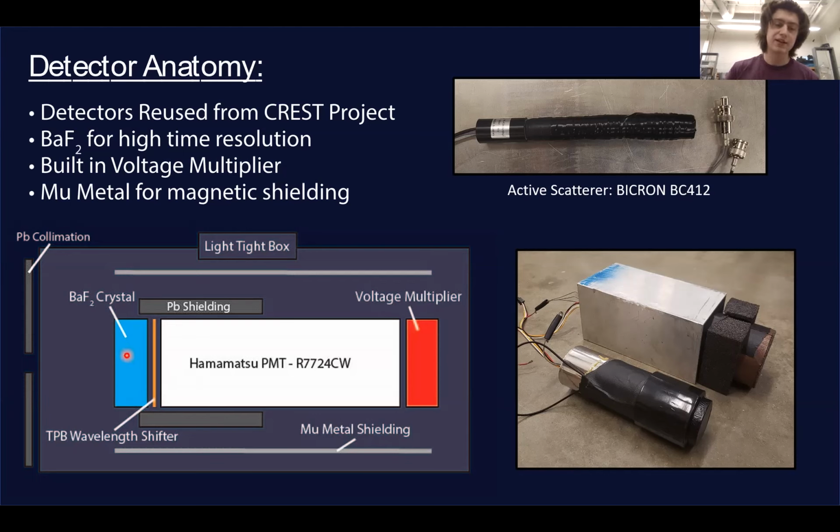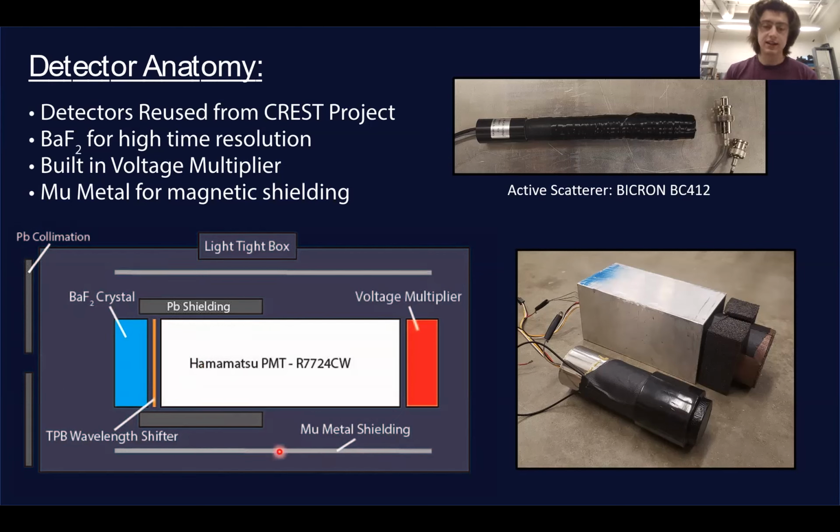Unfortunately, these crystals, instead of emitting light in the visible range, which is what our photomultiplier tube is able to view, they emit light in the UV spectrum. So we also have to have this wavelength shifter, which we use TPB for, that shifts it back into the visible spectrum. There's some lead shielding to prevent other scatterings from other places, gamma rays coming in from where we don't want them, and more collimation on the front.